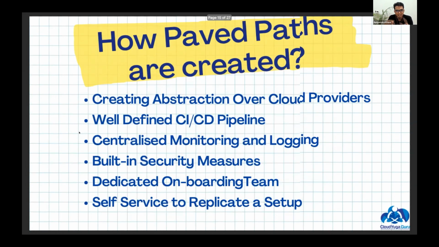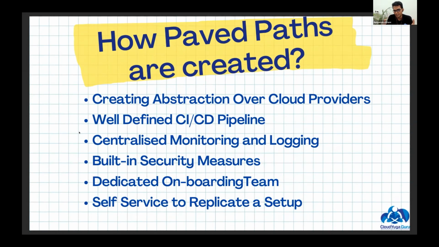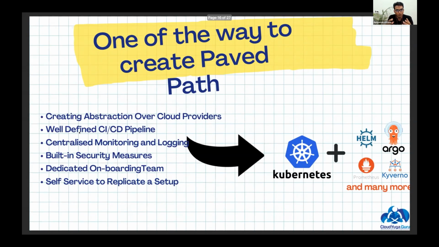They're creating this kind of defined way of doing things so that things happen very smoothly. So one of the ways of creating this paved path is with Kubernetes. Again, it's one of the ways, but there can be other ways of doing it as well. But if I talk in the context of Kubernetes, if we take Kubernetes, Argo, Prometheus, Kyverno, Helm, and many other tools which are there in the ecosystem, we can create this paved path. And that is what we are seeing, at least where I have been giving training to different companies, they have done like this.